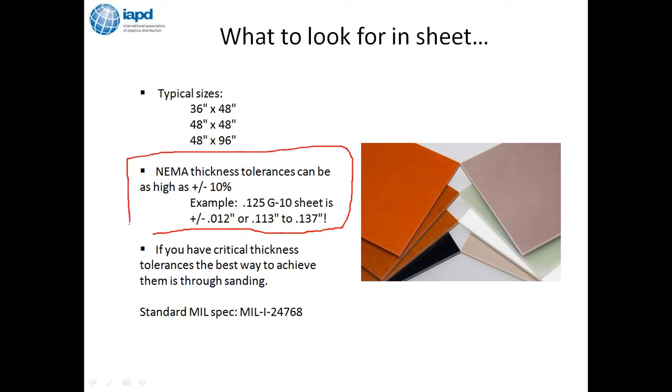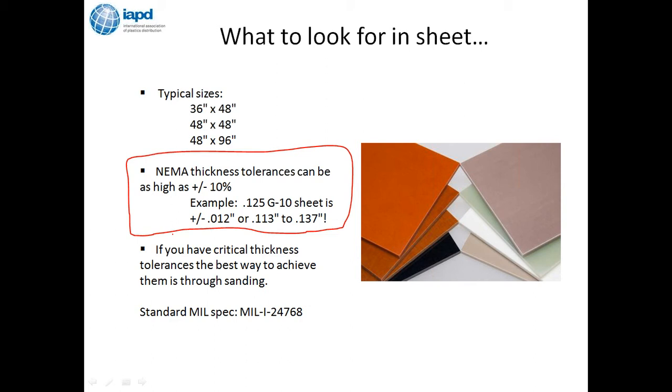NEMA tolerances for thickness are very wide open. I've put an example here: if you're looking at 1/8 or .125 G10 sheet, the tolerance on that particular size is plus or minus 12 thousandths. So basically, that material can come in at .113 up to .137.